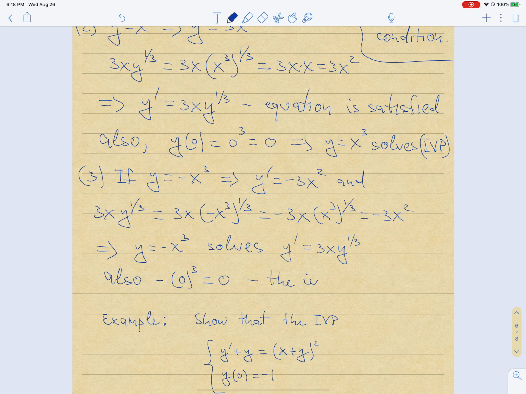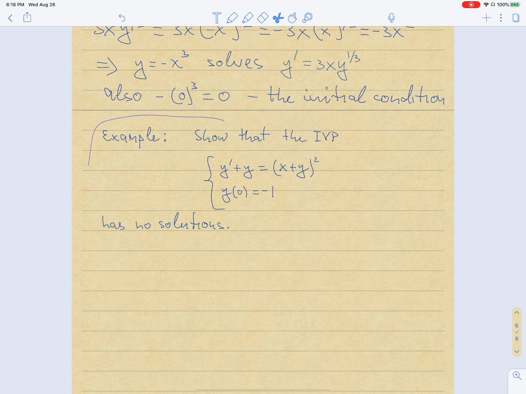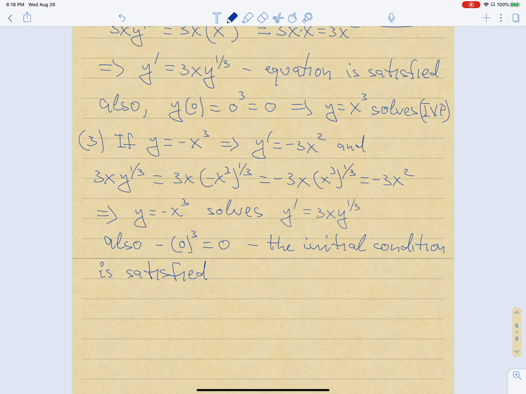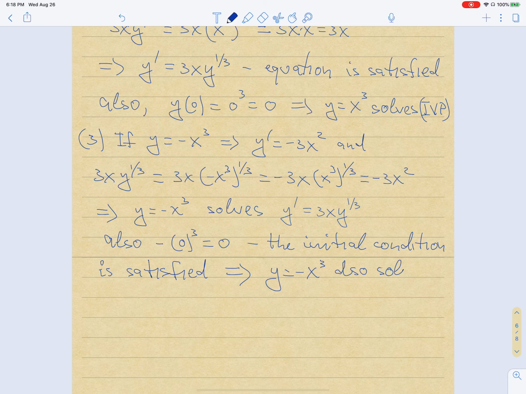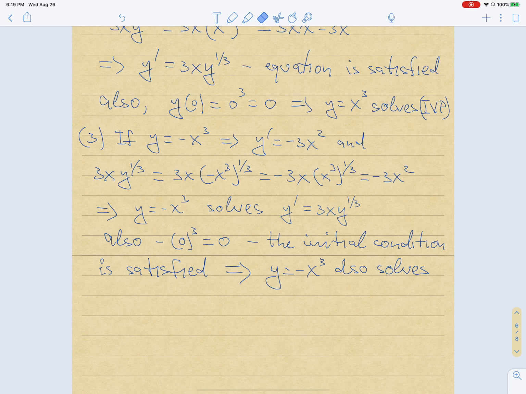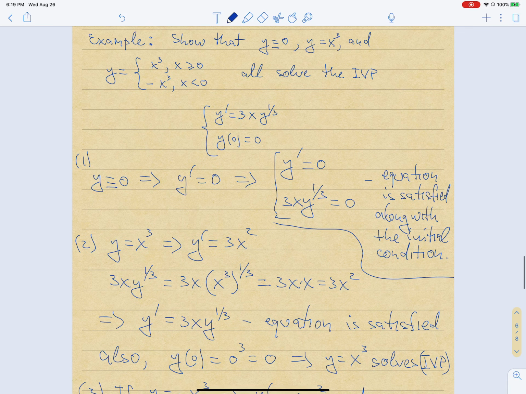So the initial condition is satisfied. So we conclude that y equal to minus x cubed also solves problem number 2. So it also solves our initial value problem. So already this same initial value problem has 3 solutions: 0, x cubed, and minus x cubed.